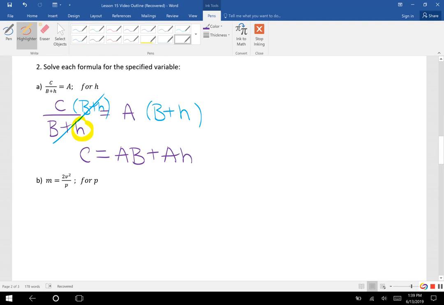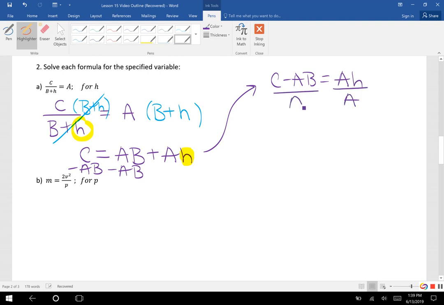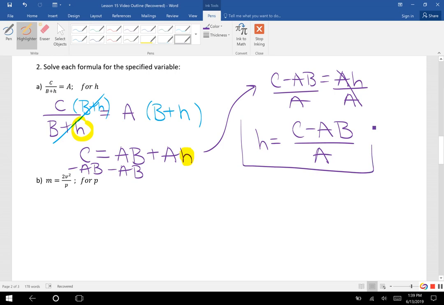Now that we don't have fractions, it might be a little bit easier to get the h by itself. So I would start by minusing the ab. So now we've got c minus ab equals ah. And then to finish, we just have to divide by a. And that's our final answer. h equals c minus ab all over a. And I'm just going to leave the answer like that. Note, you cannot cancel those a's out because it's not a common factor. There's no GCF. There's no factoring you can do. And so that's how I know I can't cancel anything.